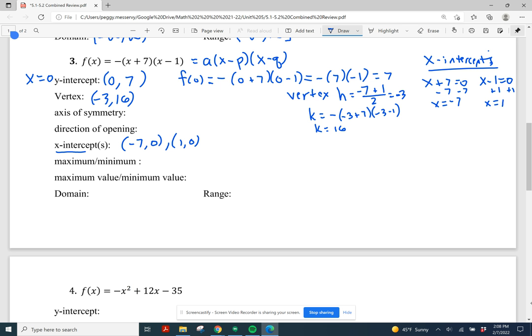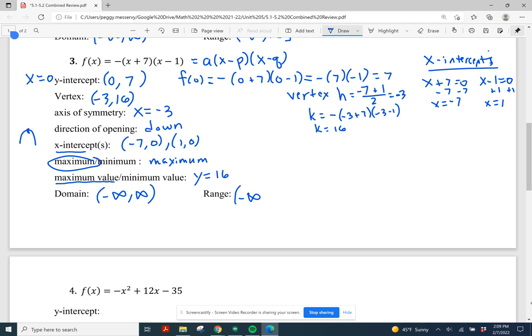Our axis of symmetry is going to be the vertical line, x equals h. Direction of opening is going to be down because a is -1. That vertex is going to be a maximum because my parabola opens down. So we have a maximum point at the vertex, and that maximum value is going to be y equals 16. Our domain will be -infinity to infinity as always. Our range is going to be from -infinity up to a largest value of y equals 16. And then we'll draw a sketch of our graph, and we'll be done.